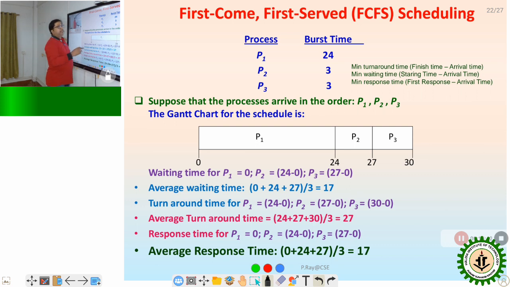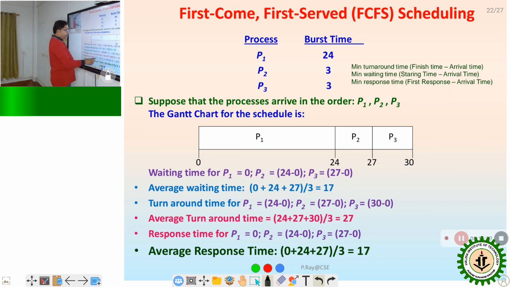Similarly, turnaround time. What is the turnaround time? It is finish time minus arrival time. So the turnaround time for P1: what is the finish time? 24. 24 minus arrival time, which is 0. Similarly for P2, P2 finishes at 27, so 27 minus 0. Similarly for P3, it is 30 minus 0. In this way, we have to calculate the turnaround time for each and every process, and the average turnaround time is 24 plus 27 plus 30 by 3. That is 27.